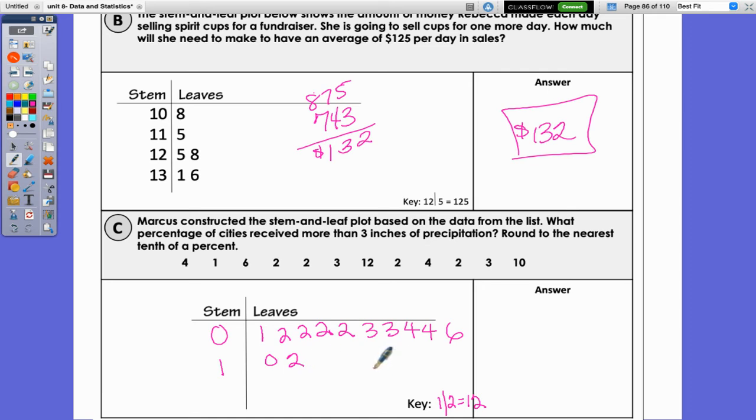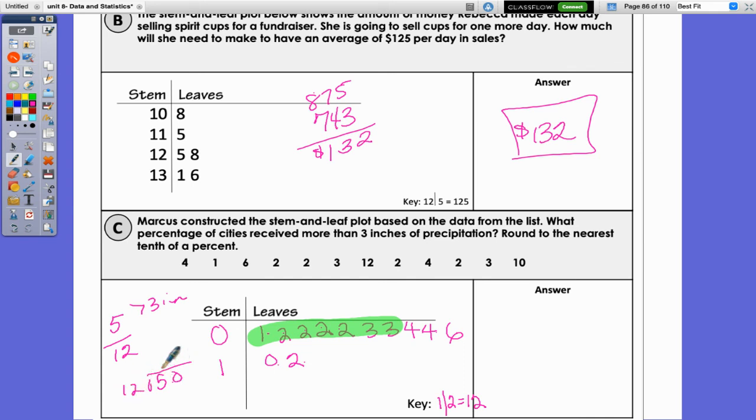Okay, so we want to know how many received more than 3 inches. So we're not going to look at any of this data right here. We want just the rest of the data. So I have 1, 2, 3, 4, 5 pieces of data that is greater than 3 inches. And so I have a total of 12 pieces of data. So 5 out of 12 give us our decimal. So I have a fraction. I need to divide that.